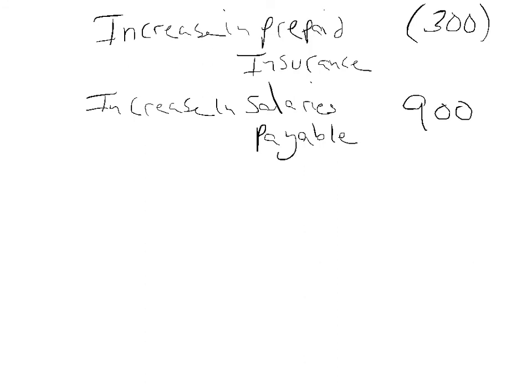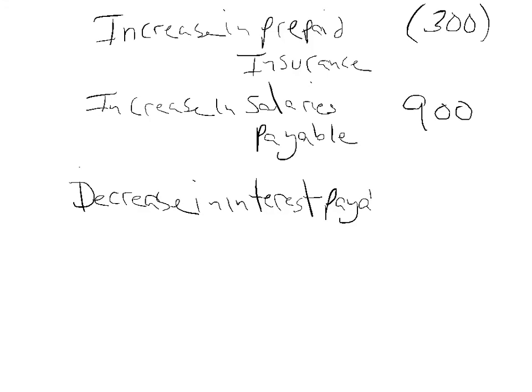And then the last thing that we have to account for in this case is a decrease in interest payable. All right? And so a decrease in interest payable is subtracted out. And now, those are all of our operating activities, so we get to total that up.